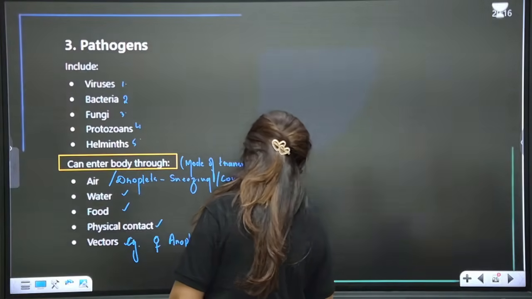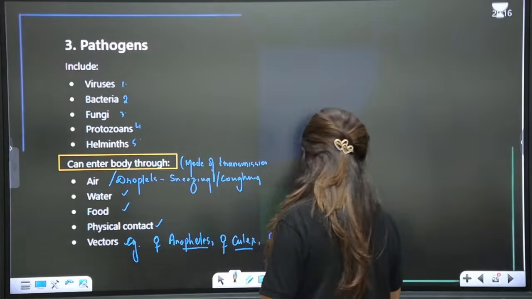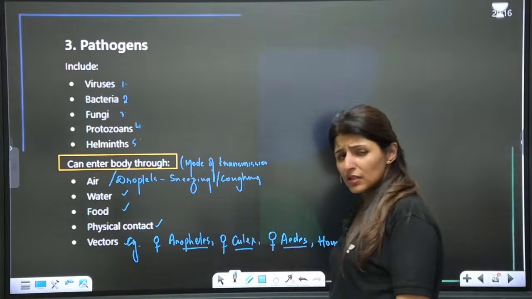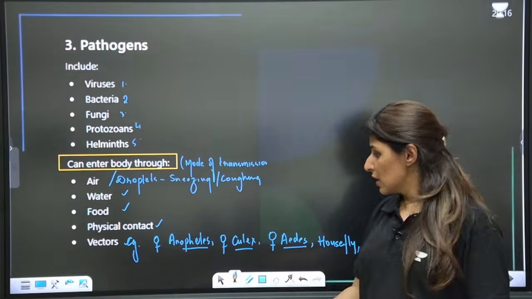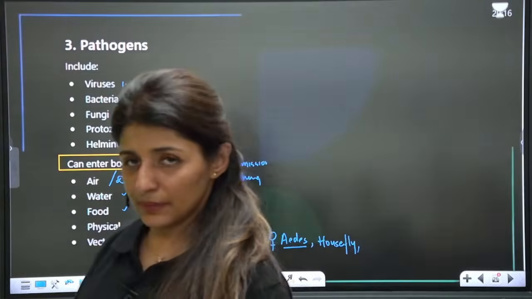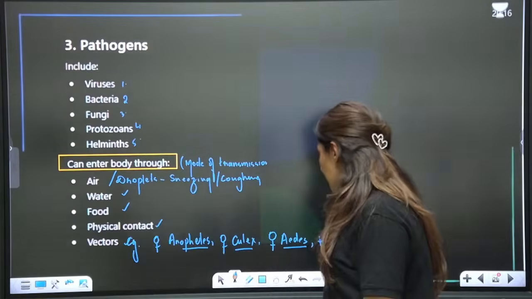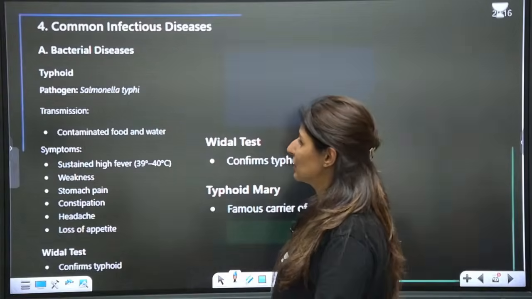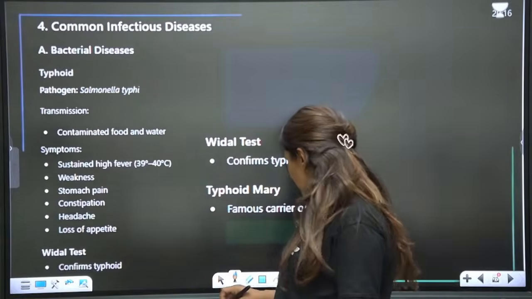So all these, even housefly, carrier of diseases, number 1 enemy, right? Then there are so many others, trypanosoma through tsetse fly. So we have all these vectors. Please tell me these points are clear, right? All right, guys. So now let's take the main diseases which are given in NCERT one by one.